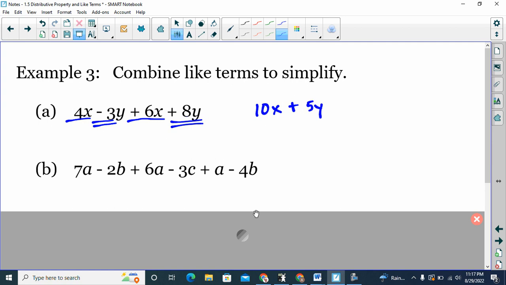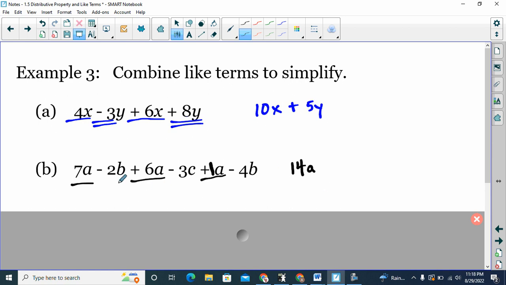Part B, holy smokes, 7a minus 2b plus 6a minus 3c plus a minus 4b. We're asked to combine like terms. Here I've got 7a and 6a, both positive. Oh, I've got another a right here, plus one more a. Remember, if there's nothing written out front, that's the same as 1. So 7 plus 6 plus 1 more gives me a total of 14 a's.